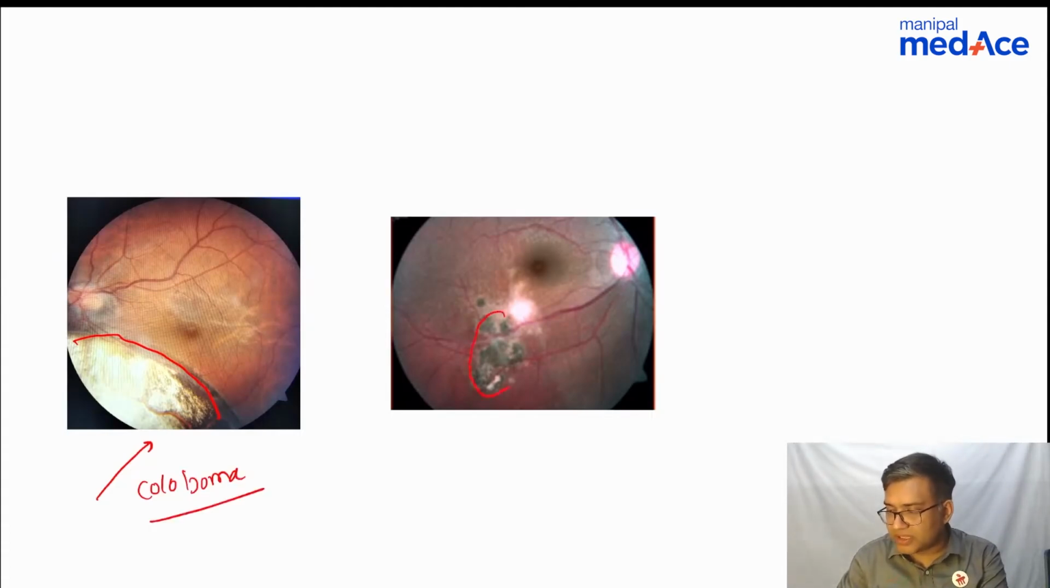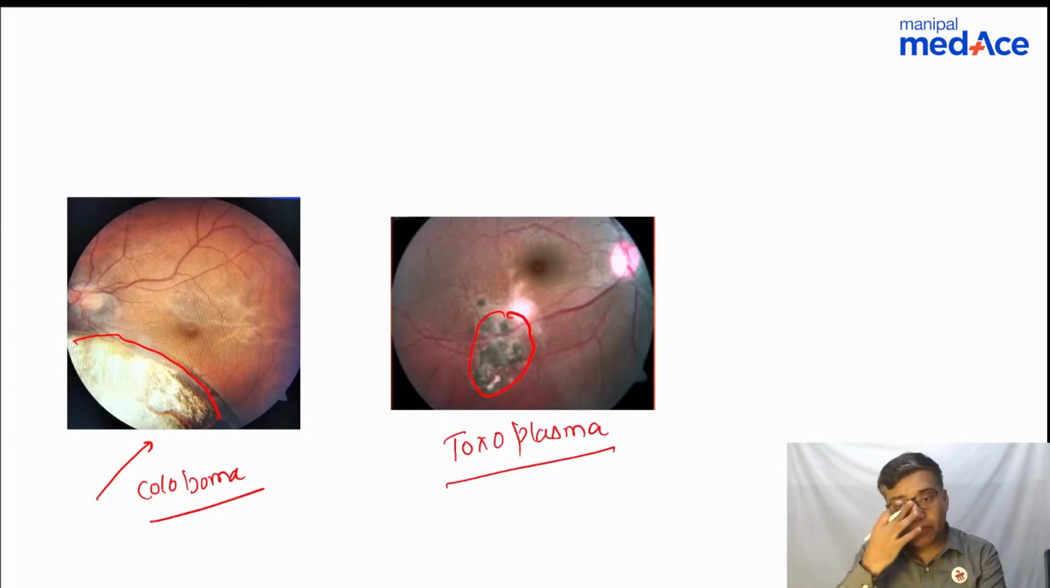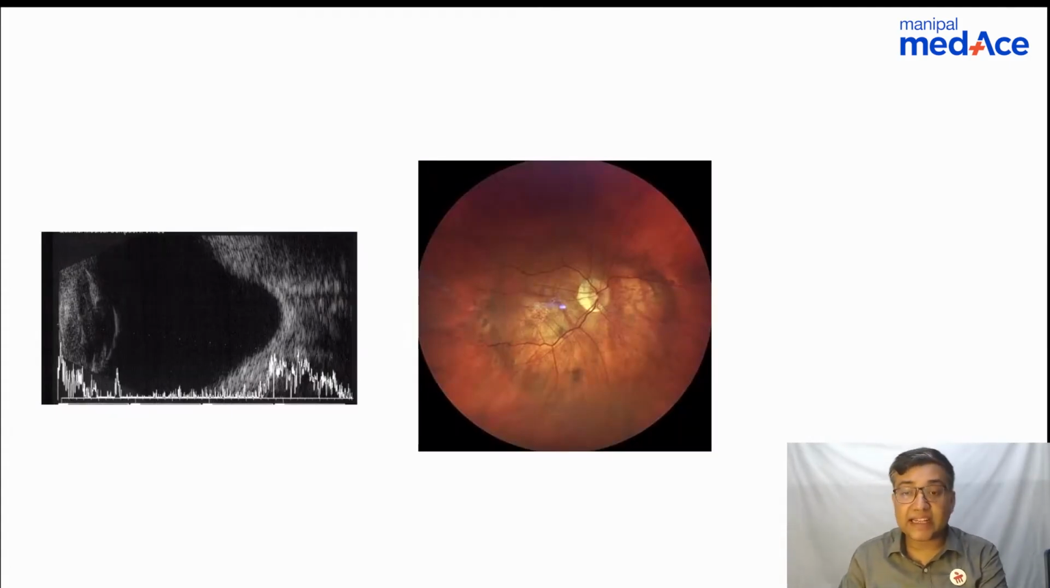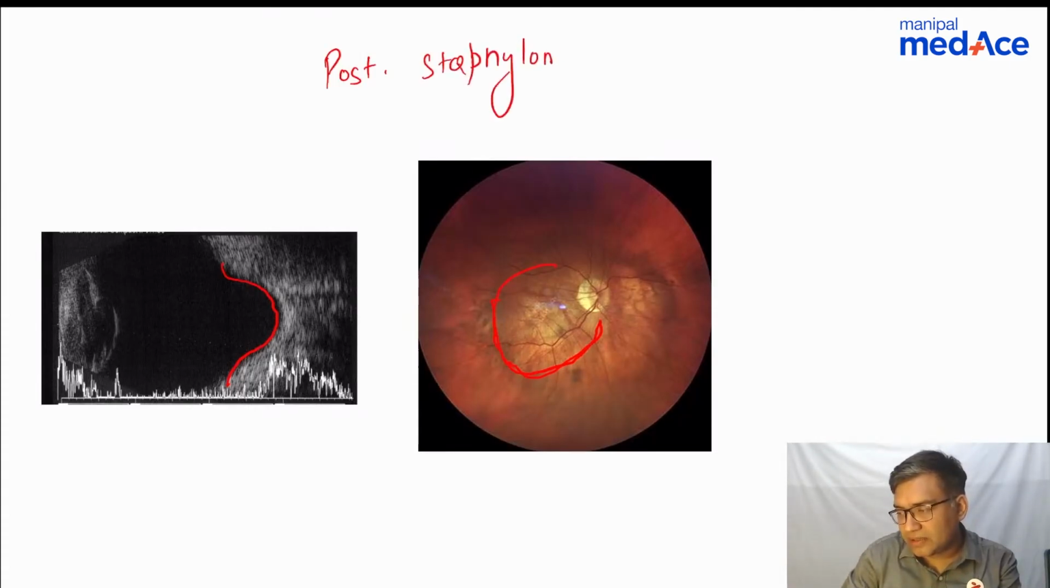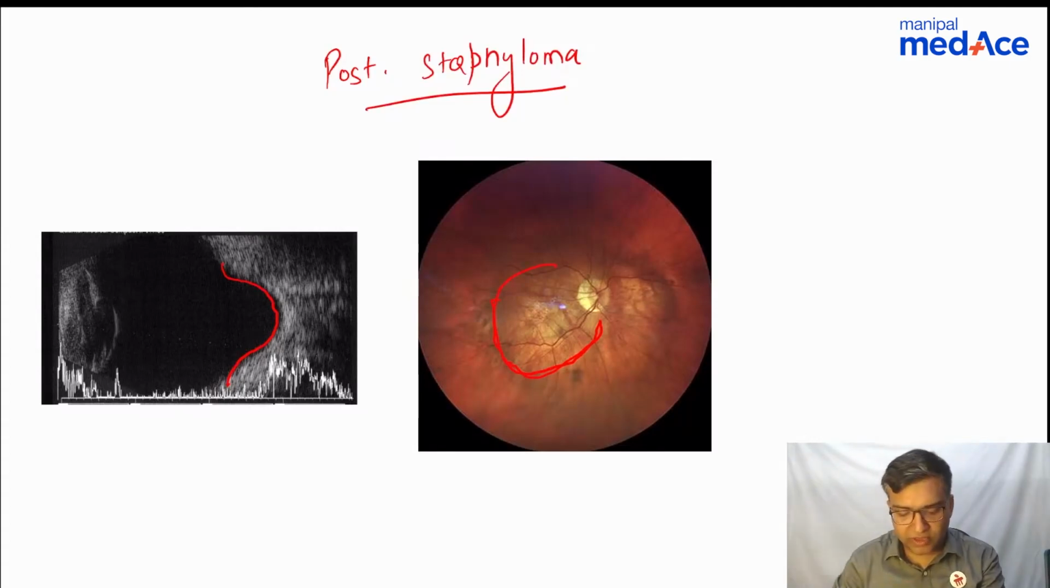In toxoplasma also there is an excavation around the macula or the perimacular region. This is toxoplasma, so toxoplasma also has a punched out appearance of the retina. Then we have posterior staphyloma, which, as I told you, is seen in high myopia. This is the fundus picture. As you can see, there is something punched out, and when we do a USG in this picture, you can easily see the punched out appearance. This is a patient with posterior staphyloma. So all of these options definitely have the punched out appearance of the retina.